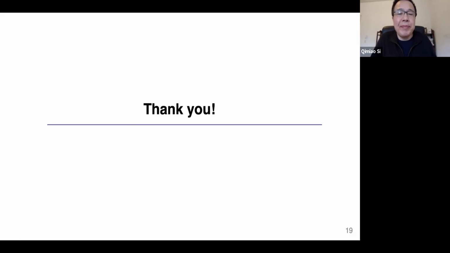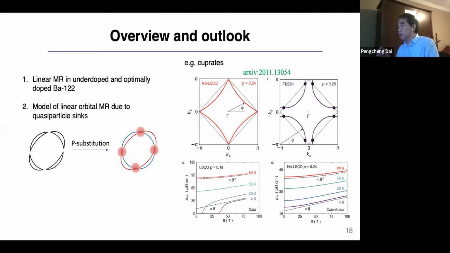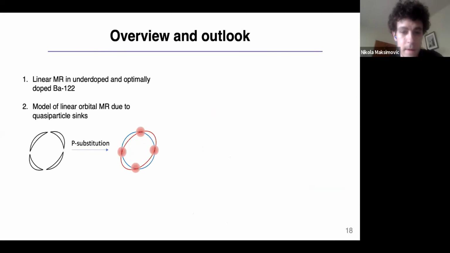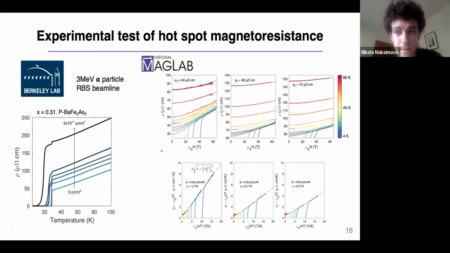Very nice talk, Nikola. I was very curious, does the MR effect in your case depend on the current direction within the AB layer? I mean, which direction are you applying the current? I have not studied in detail for underdoped samples whether it depends on A or B. In all cases, we're applying the current in the A direction.